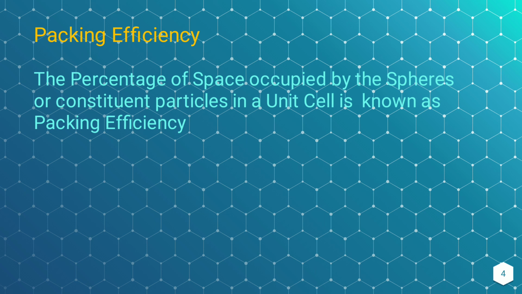The area that is occupied by the particles in a unit cell. We know that there is also some empty area, free area, where there are no particles present. And that free area, as we have studied in the concept of close packing, is called void or interstitial site. So what is packing efficiency? Packing efficiency is the percentage of space occupied by the spheres or constituent particles in a unit cell.